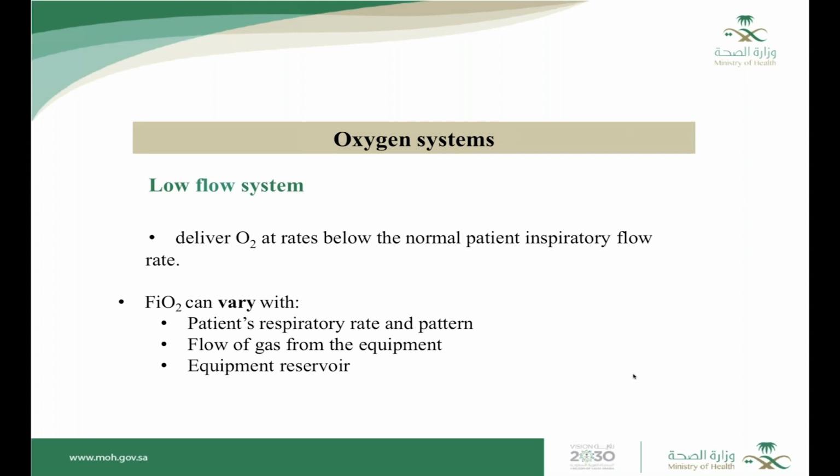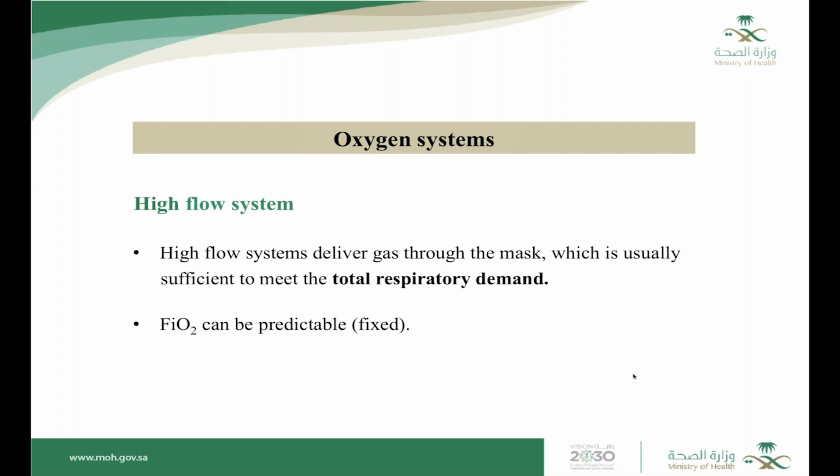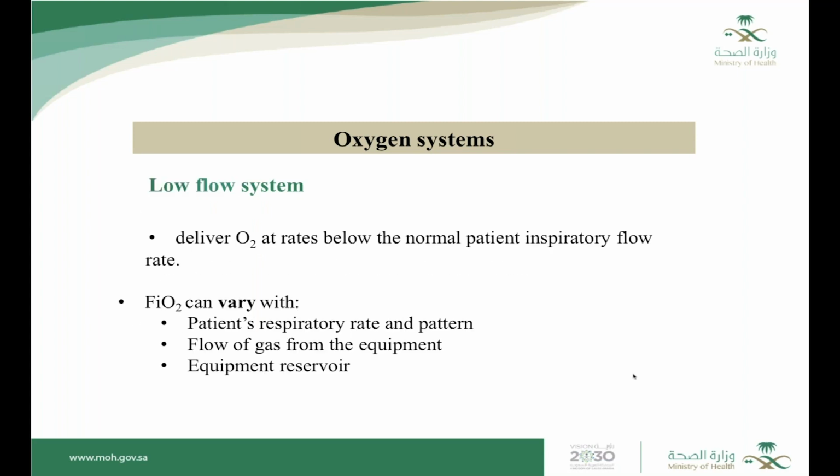When we say oxygen system, we sometimes think only about basic devices, but actually we can divide them into two different systems. The first one is the low flow system. The second is the high flow system. The main difference between the low and the high is that with the low flow system, the amount of oxygen that we deliver to the patient wouldn't be fixed, whereas with the high flow system, it could be predictable.